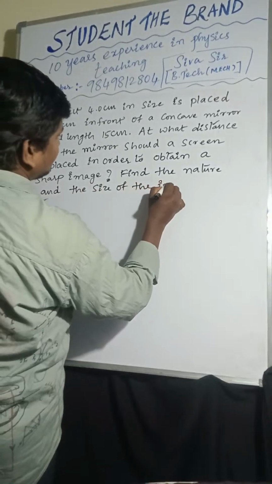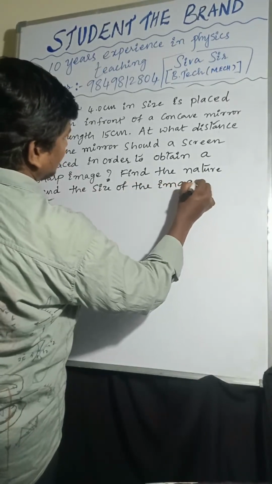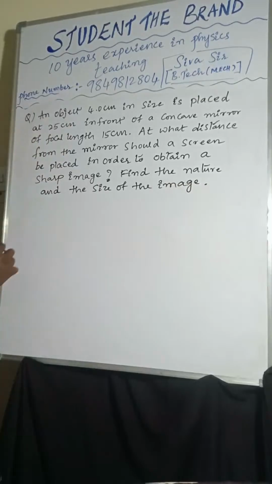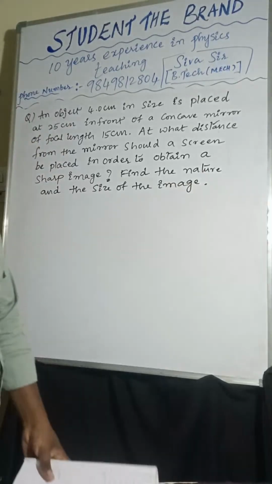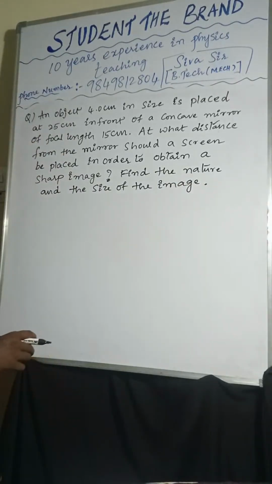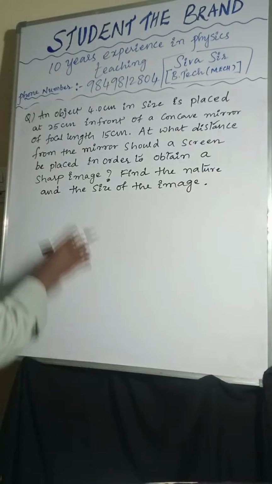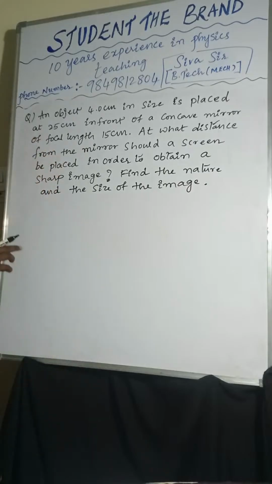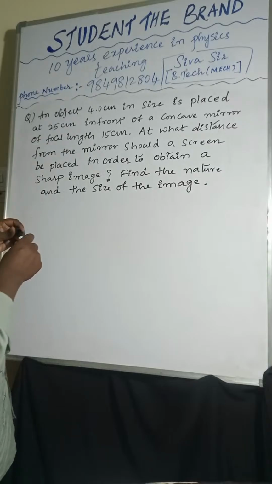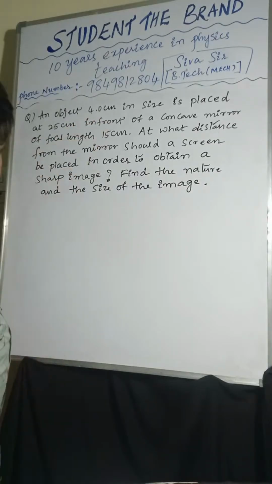So this is the question. This is a question you can see here. An object in size is placed at 25 centimeter in front of a concave mirror. So you have to underline what are the given values. Once you read the question, everyone, read the question and try to answer it.